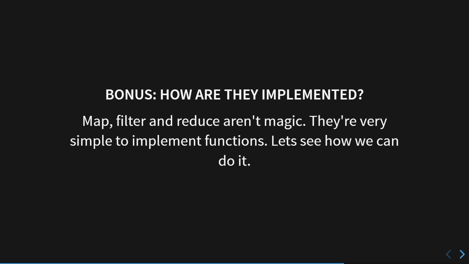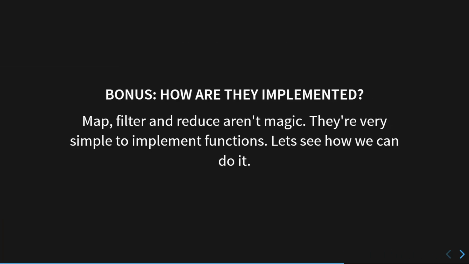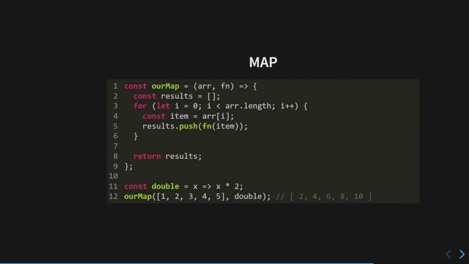So how are these functions actually implemented? Reduce is a bit complicated. Map seems a bit simpler. Filter seems simple too, but they really aren't magic under the hood. They're very simple to implement functions. We can look here at examples of how to implement them.